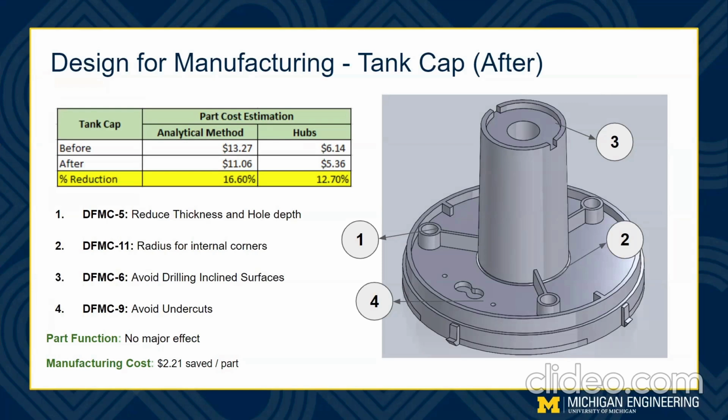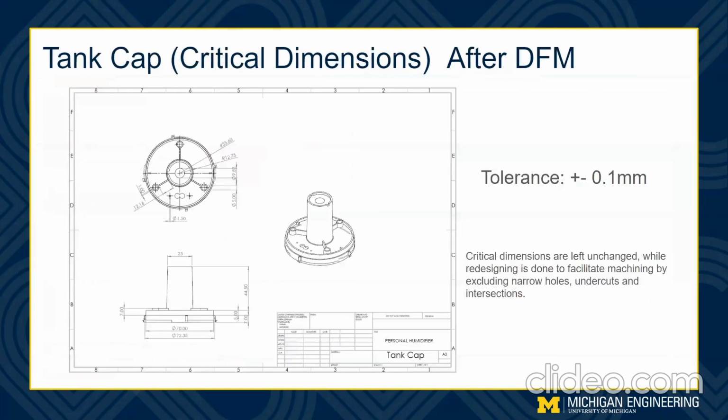As per the codes given to us by Hub, we could see a 12.7% reduction in the cost after compensating for their profit margin, as the cost reduced from $6.14 to $5.36. These are the critical dimensions after DfM was performed on this part. As you can see, none of the important dimensions are changed.